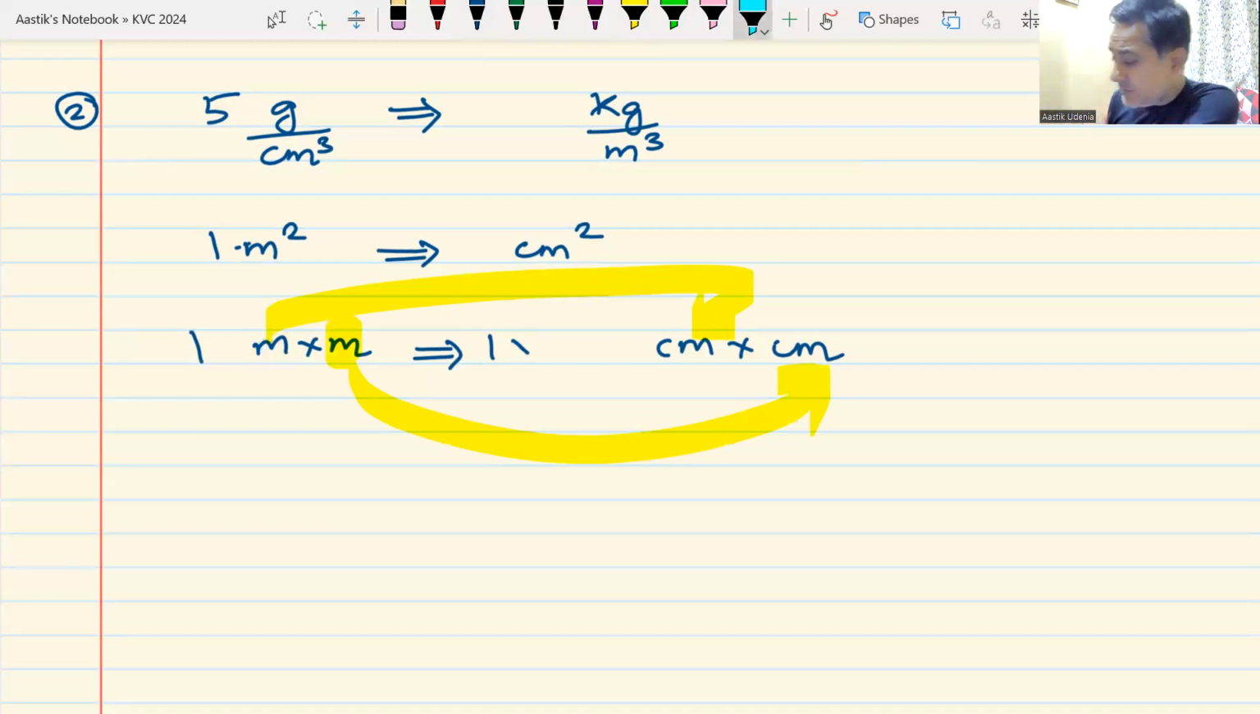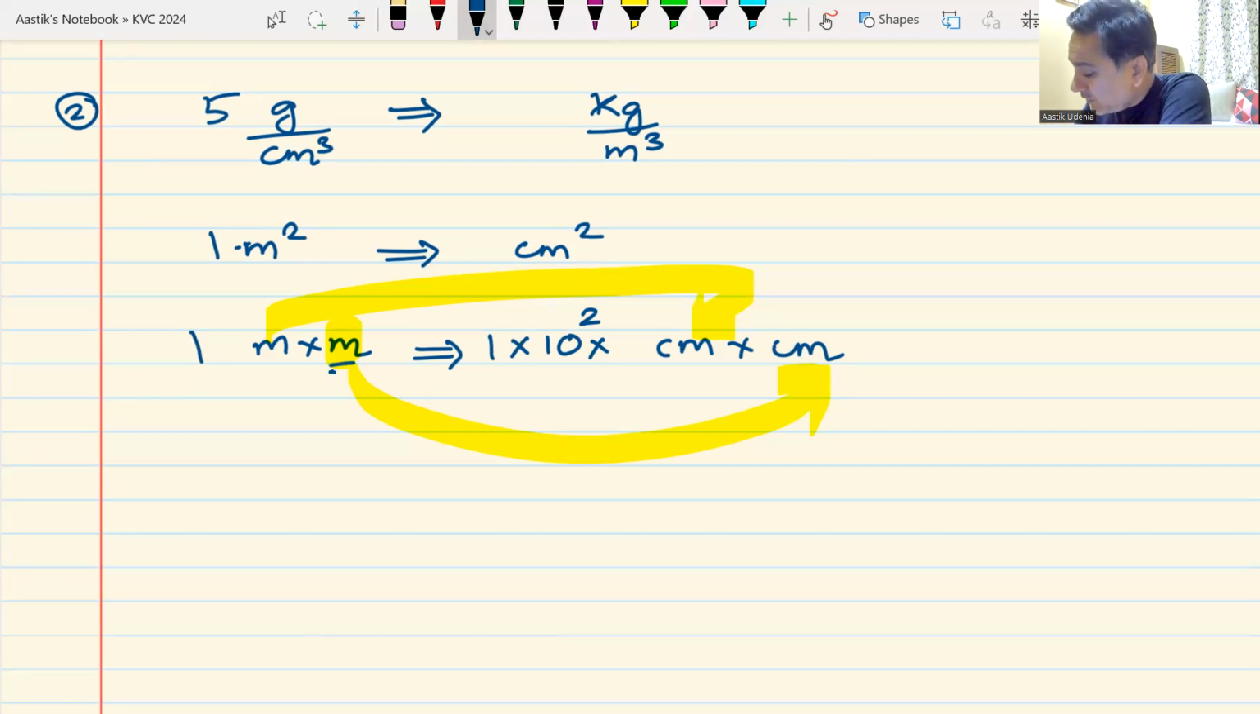So 1 meter into centimeter. I hope all of you know how to convert meter into centimeter. Yes or no? To convert 1 meter into centimeter, I multiply by 100. Instead of writing it as 100, I will write it as 10 to the power 2. Then again, I need to convert the other meter, so it is again multiplied by 100. So 10 raised to the power 2 multiplied by 10 raised to the power 2. So my answer is 10 raised to the power 4 centimeter square.